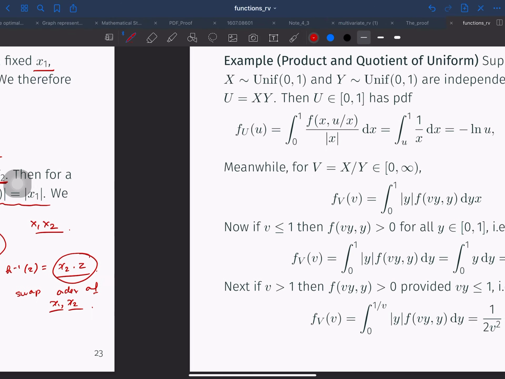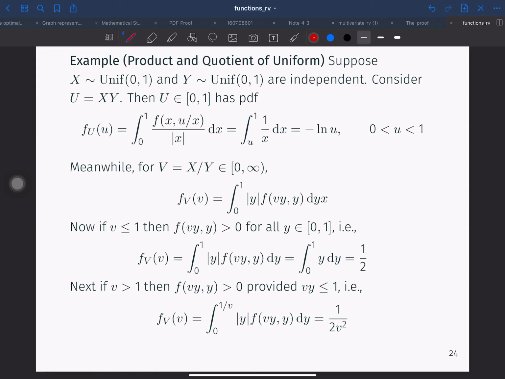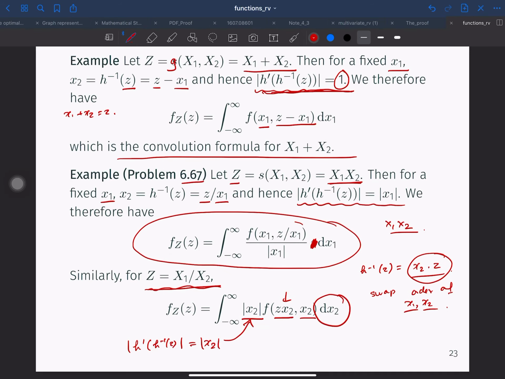Let's see a quick example. Suppose I have two random variables, x and y. They're both uniform. And I want to look at their product, x times y. Then I know from the previous slide that the product has the PDF in this form. So just to show you that, this expression here is nothing more than this expression here.